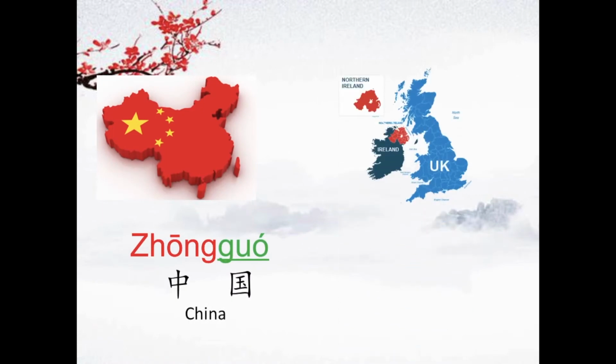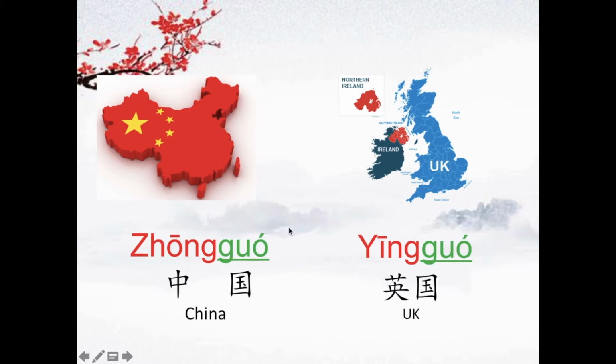Let's have a look at the map of China and the UK. China, 中国, and the UK, 英国. You must be wondering, what are those? What are these symbols, the characters, and what are these letters? I will explain to you after.